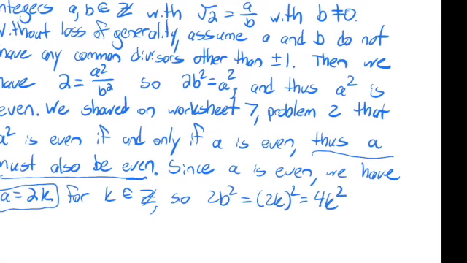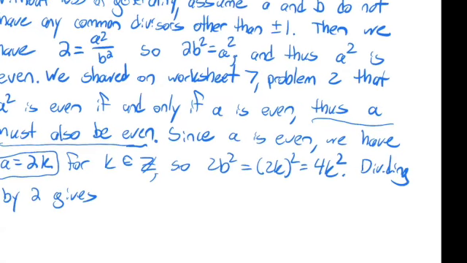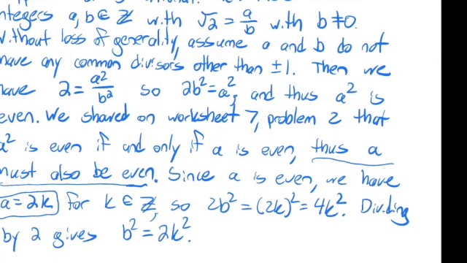So if a were even, then that means we've got 2b squared is equal to 4k squared for some integer k. And so if we divide both sides of that equation by 2, we have b squared is equal to 2k squared. So now we basically have a contradiction here.